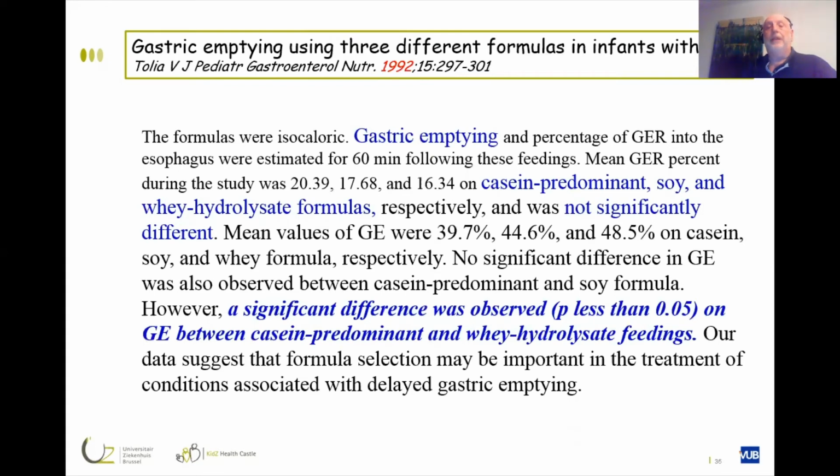The gastric emptying of casein predominant, soy and whey hydrolysate formulas were not significantly different in this older study. A significant difference was observed on gastric emptying between casein predominant and whey hydrolysate feeding. So again, suggesting that hydrolysates, which most of the time are either whey or casein hydrolysates, compared to intact protein, which most of the time is a mixture of whey and casein in infant formula, these data suggest that the gastric emptying of the hydrolysate is faster.